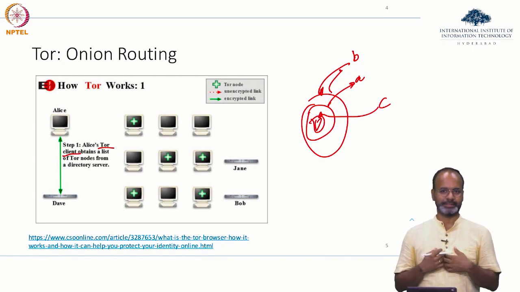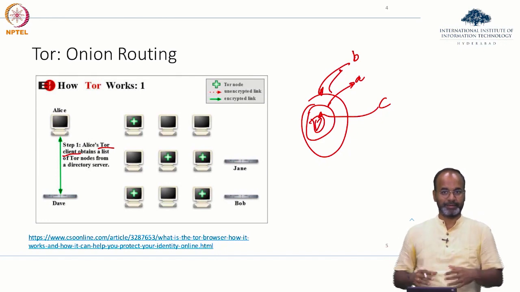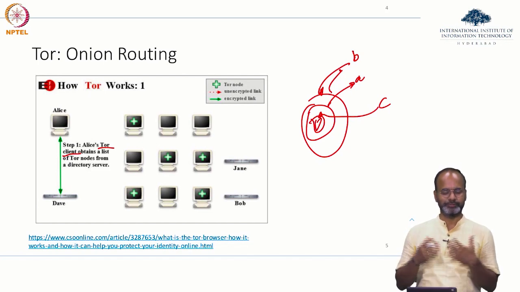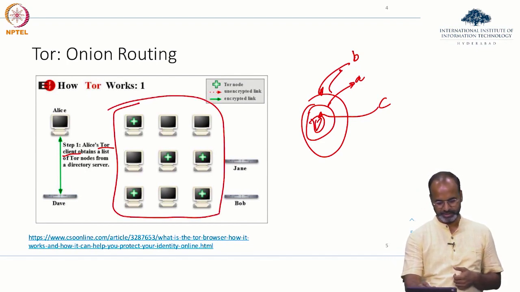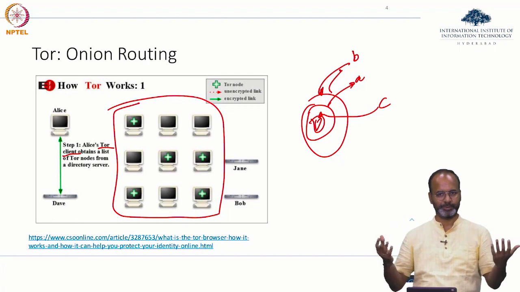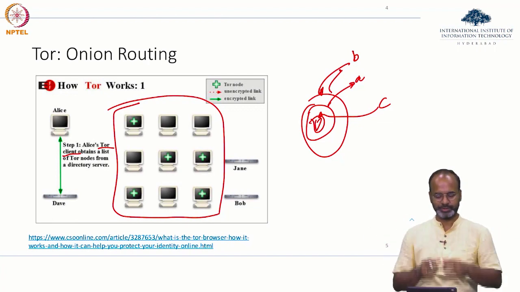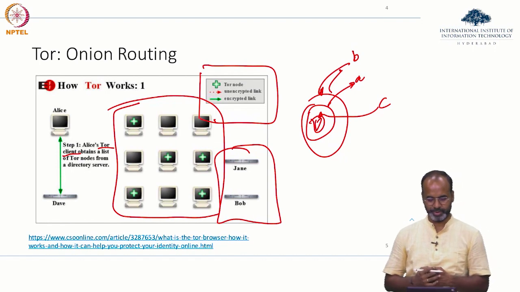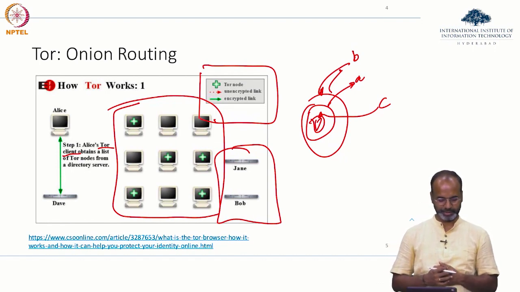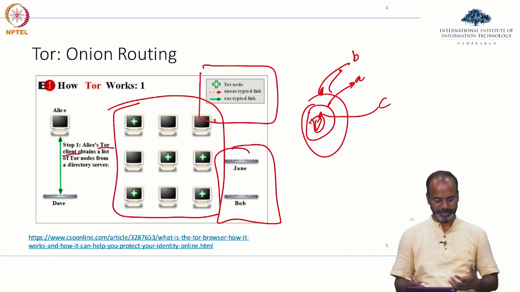So I want to access some website. My Tor client gets a list of Tor nodes. Treat them as different servers that are connected on the Tor network. My client gets the list of these Tor servers, and then there are other services that I want to connect with. Here it says node, unencrypted link and encrypted link. You'll see all these colors in the next slide also.